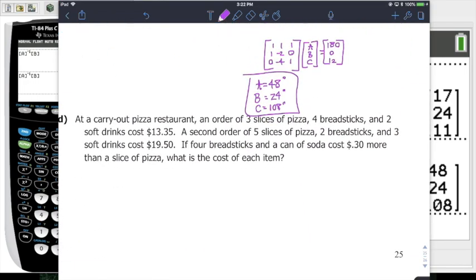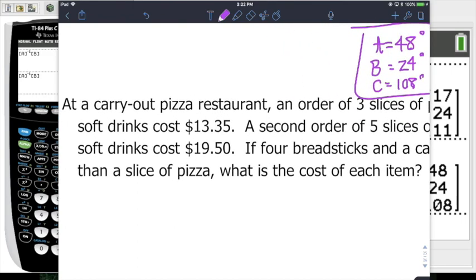So you got a carry-out pizza restaurant. An order of 3 slices of pizza, 4 breadsticks, and 2 soft drinks are $13.35 here. So you got 3 variables here.